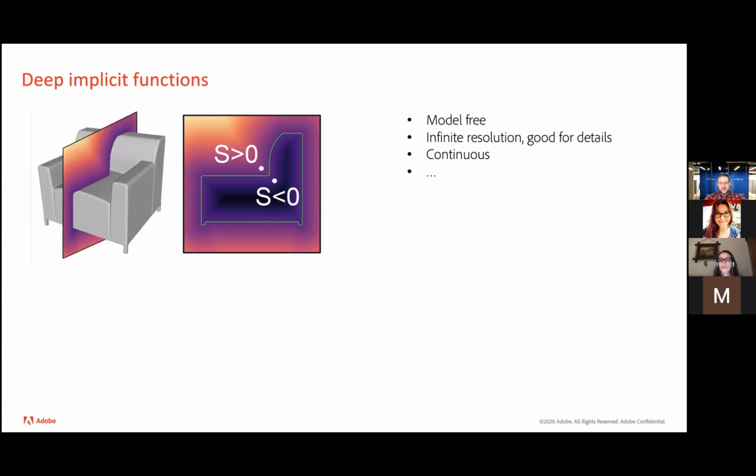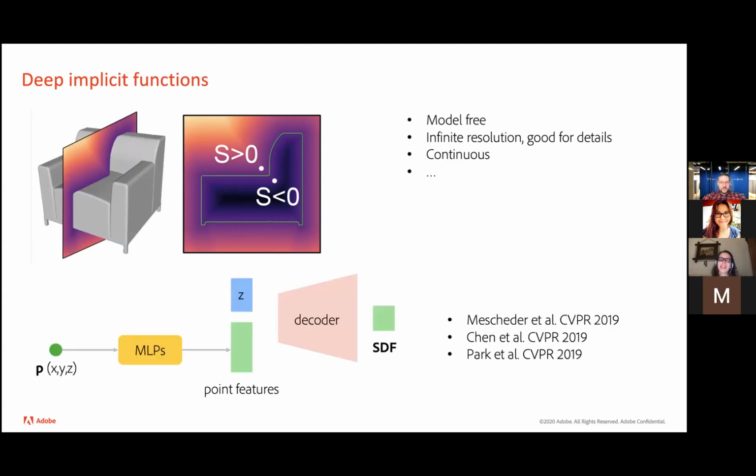The main advantage of implicit functions is that they are model free, so they are more suitable to represent different topologies, different objects. And in theory, they also provide infinite resolution since you can take as many samples as you like. So they're good for capturing details. And it turns out that they are also very suitable for machine learning since they are continuous. Neural networks are doing a good job in terms of predicting them. That's why we have seen a lot of work in this space recently.